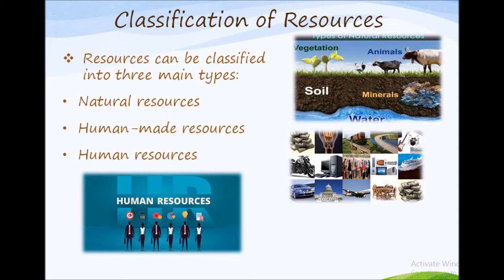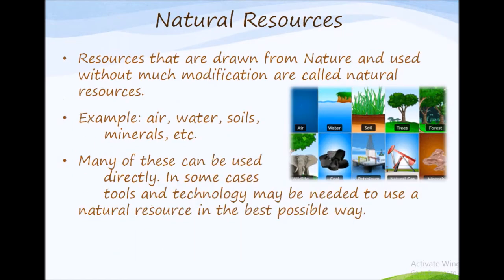Let us now understand each of them in detail. Starting with the basics, let us begin with natural resources. Resources that are drawn from nature and used without much modification are called natural resources. For example, the air we breathe, the water in our rivers and lakes, soils, and minerals are all natural resources. All these resources are free gifts of nature and can be used directly. But in some cases, a natural resource cannot be used in its natural form, and to use it in the best possible way, tools and technologies will be needed to alter it and make it more useful.